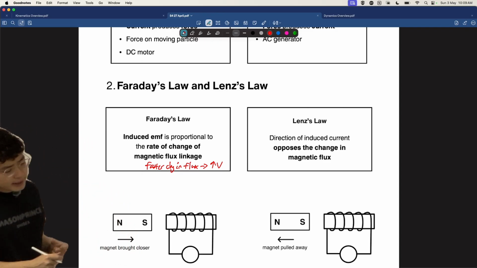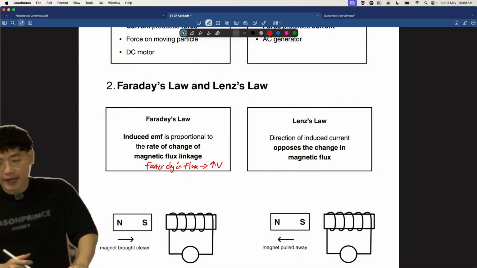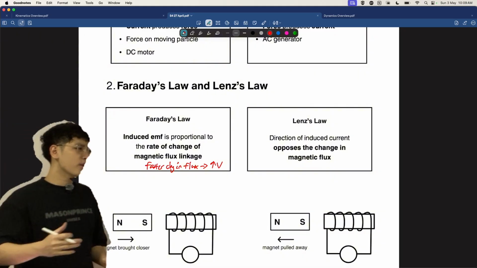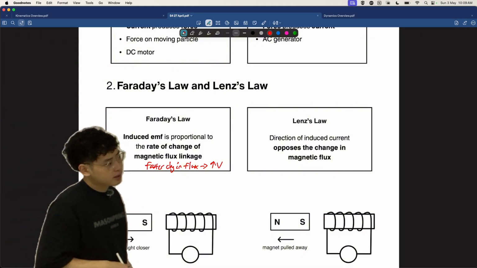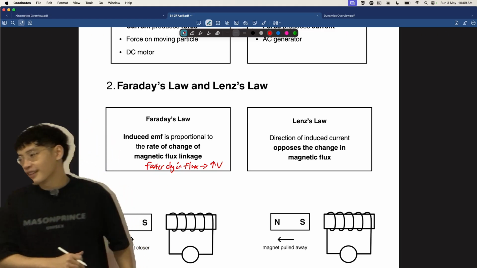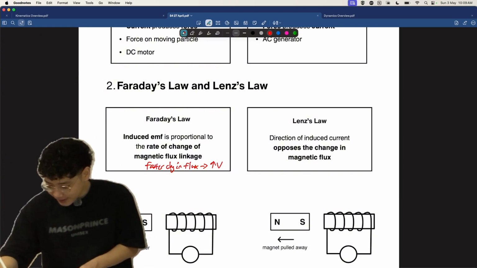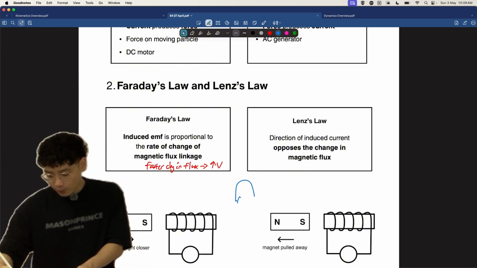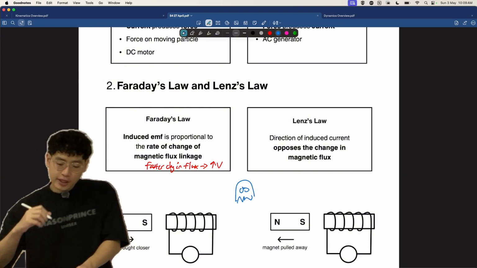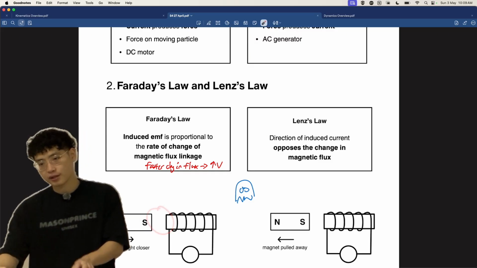Now, Lenz's law says that the direction of the induced current opposes the change in magnetic flux. Lenz's law says that there's a ghost called Lenz, right? This Lenz guy, he always wants to oppose the motion. Whenever there's an induced EMF, the ghost will try to oppose the motion.